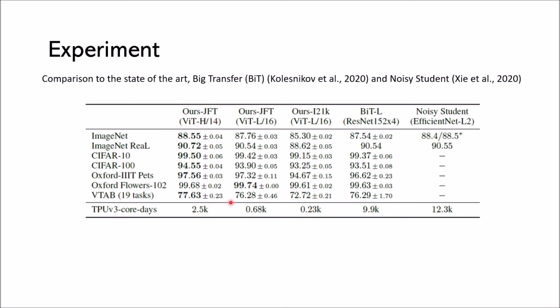have better performance on all of these datasets, and with regard to smaller computational power. So this TPU core-days, the ViT only has 2.5K compared to the state of the art BiT-L and Noisy Student, which is like 9,000 and 12,000, which is a good result.